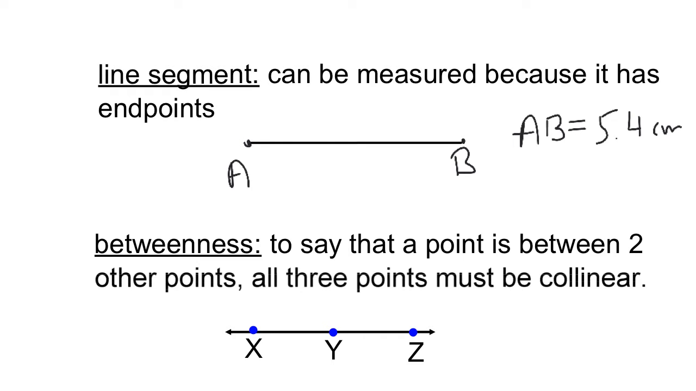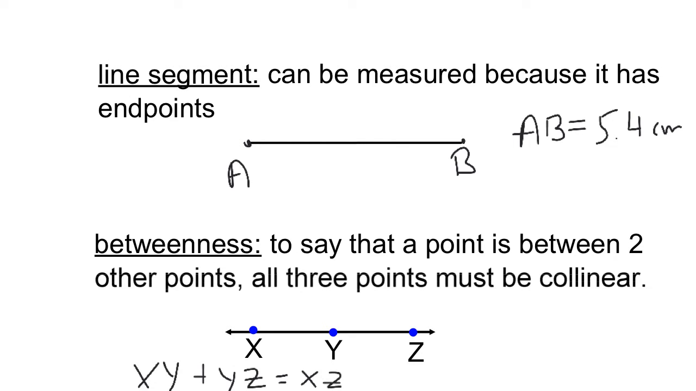The second definition, betweenness. To say that a point is between two other points, all 3 points must be collinear. And please recall, collinear points lie on the same line. So we have 3 points on the same line, x, y, z, but it's very important to say that the point y is between points x and z. So now we can write this: the length of segment xy plus the length of segment yz will be equal to the length of segment xz.